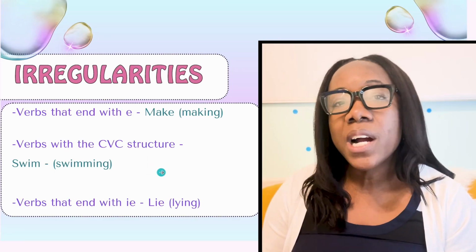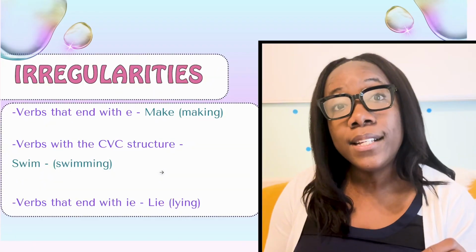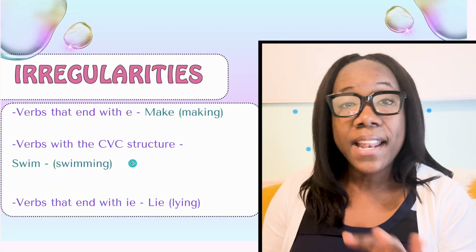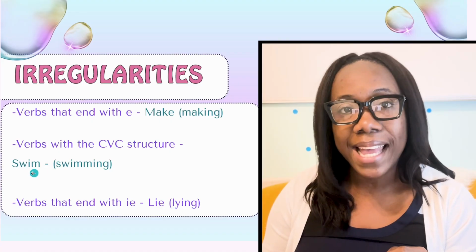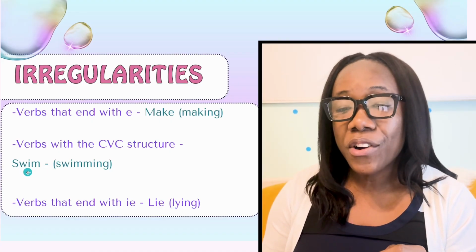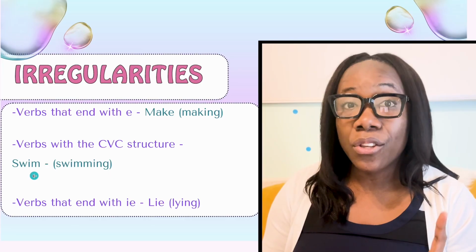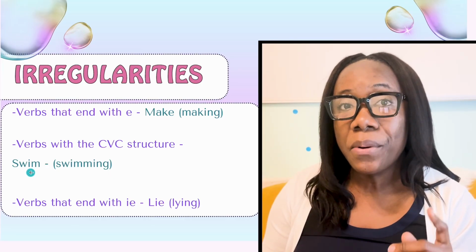And then if a verb has the CVC structure, and to identify it, we look at the last 3 letters in the verb. So the verb swim, the last 3 letters are W-I-M.